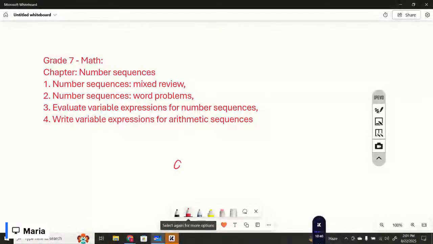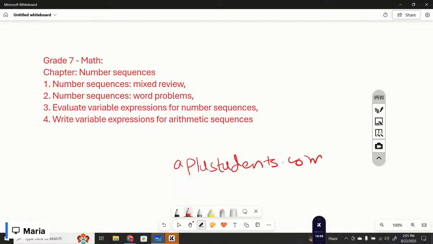aplusstudents.com. You have to log in there using your email address provided by the administrator. Then you select math from the subject tab. Scroll down to grade 7 math and then click on view all lessons.